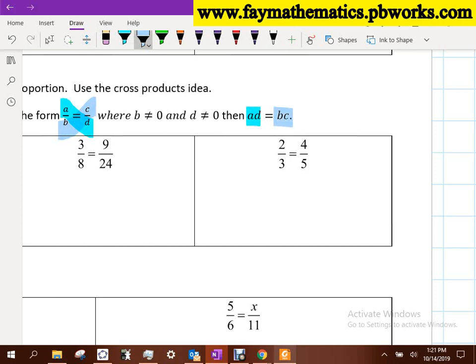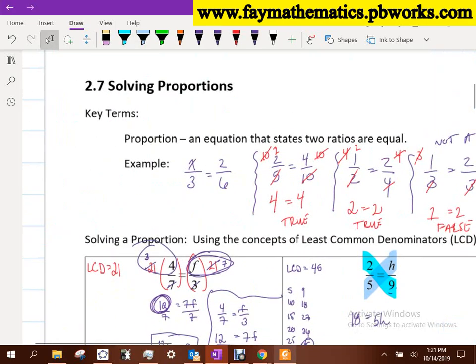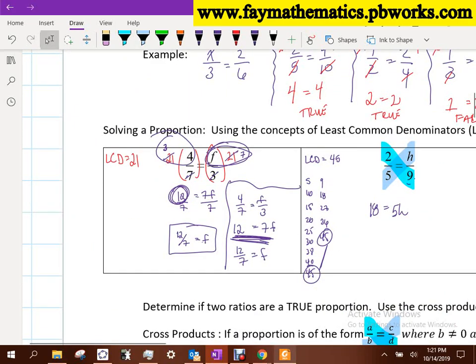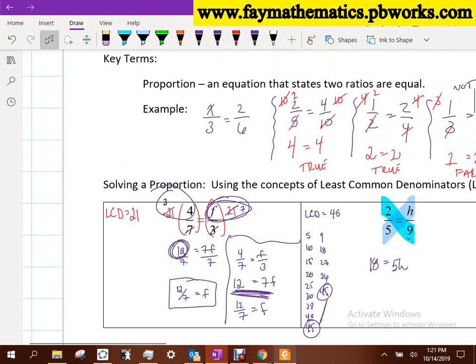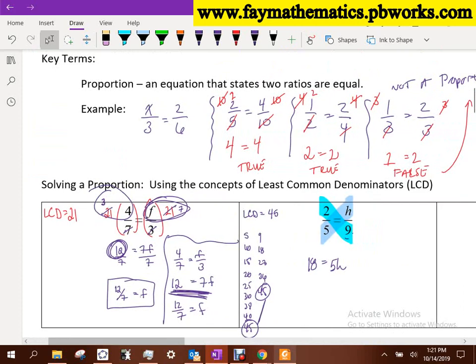That is the idea of cross products. That will always, 100% of the time, be true. Okay? So earlier, in these questions up here that we wrote down, we were trying to multiply both sides by an LCD to get 4 equals 4 and 2 equals 2, right?